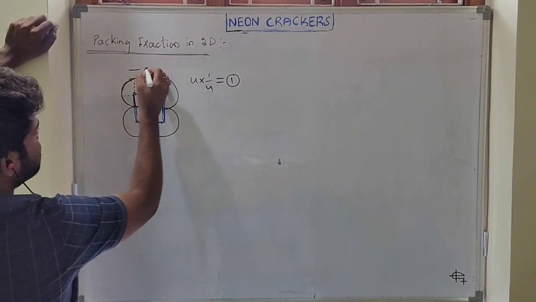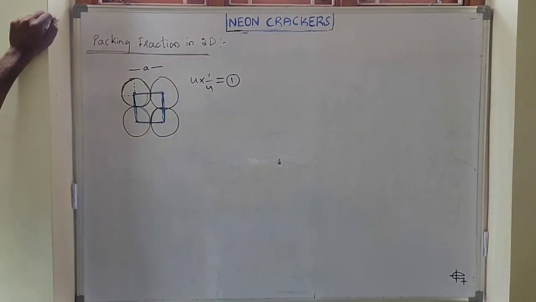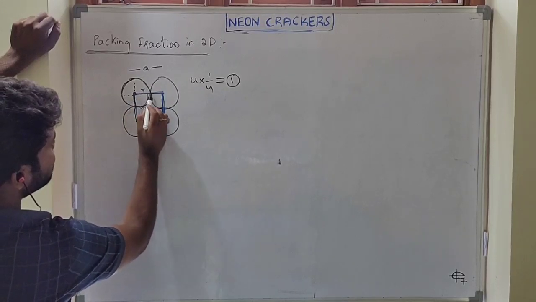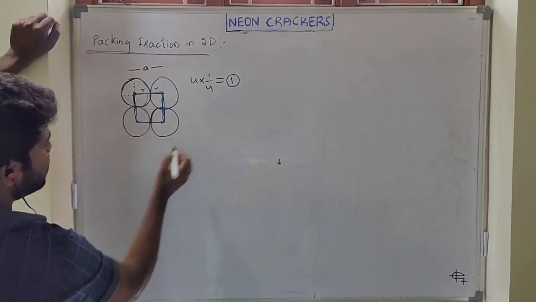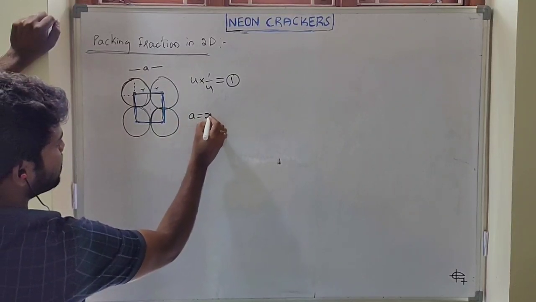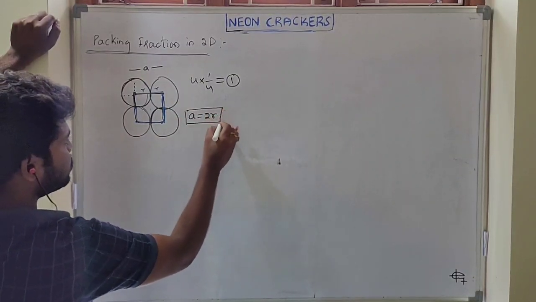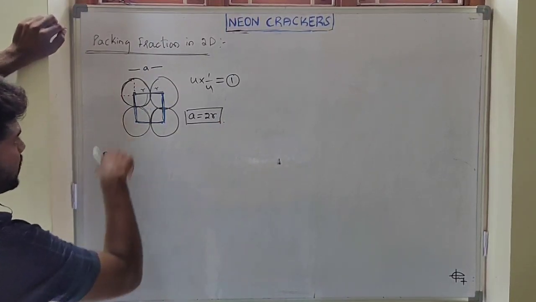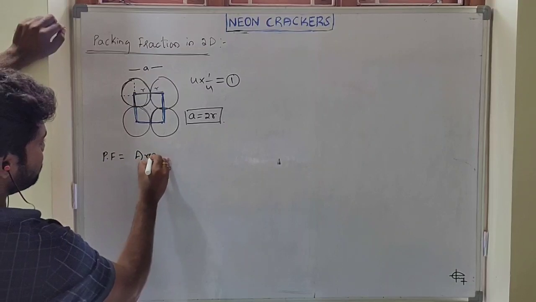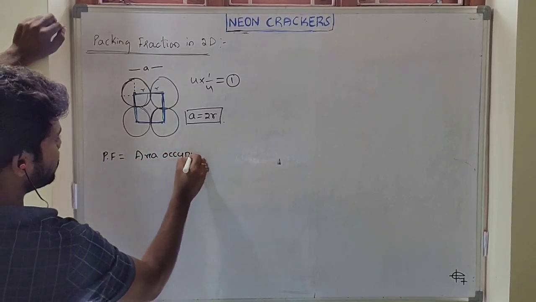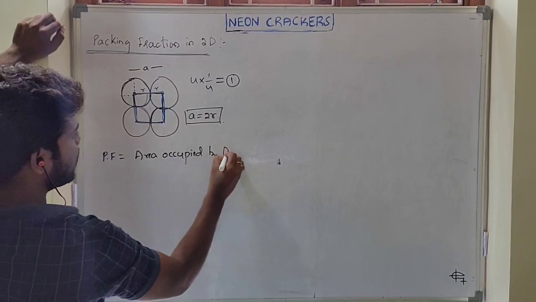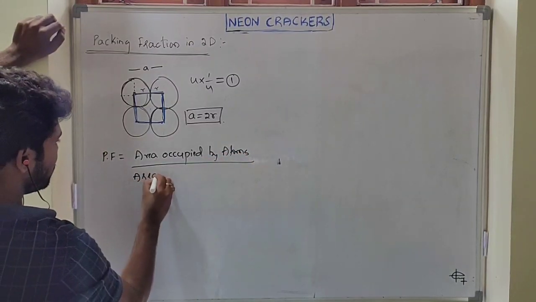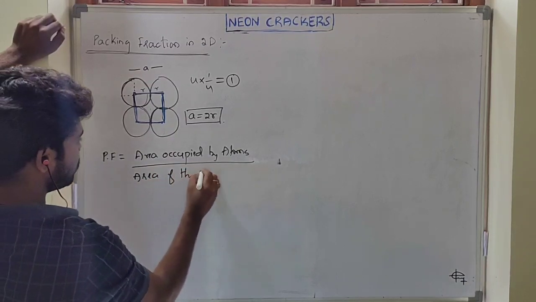And again, consider the length of this square as a. What is a? From here to here is the radius of the circle, and from here to here also the radius of the circle. So a equals 2r. a equals 2r in 2D. And now, how to find the packing fraction? This is a 2D dimension, that's why it is the area occupied by atoms upon the area of the unit cell.